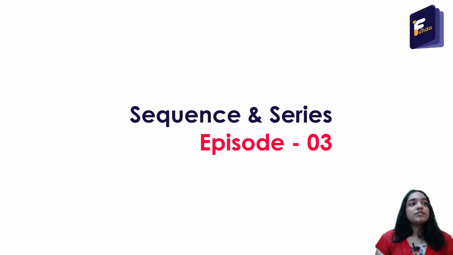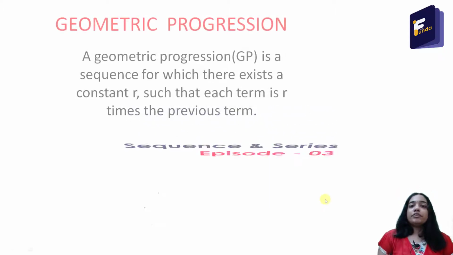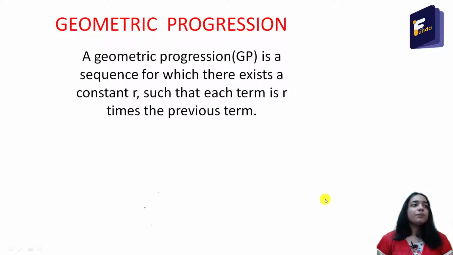In today's class we will learn another interesting subtopic of the main topic, that is sequence and series, and the subtopic is geometric progression. Okay, so what is the geometric progression? So first we will answer that question. A geometric progression or GP is a sequence for which there exists a constant r such that each term is r times the previous term.